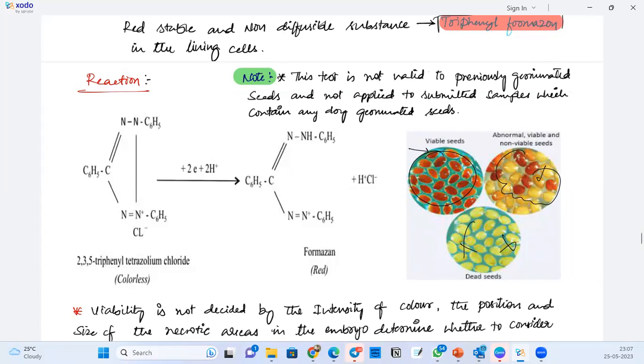So we generally do it in the top of the paper method only. We use the Petri plates, in which we give 2 layers of blotter paper, on which we arrange the seeds, and this is how we do the testing.